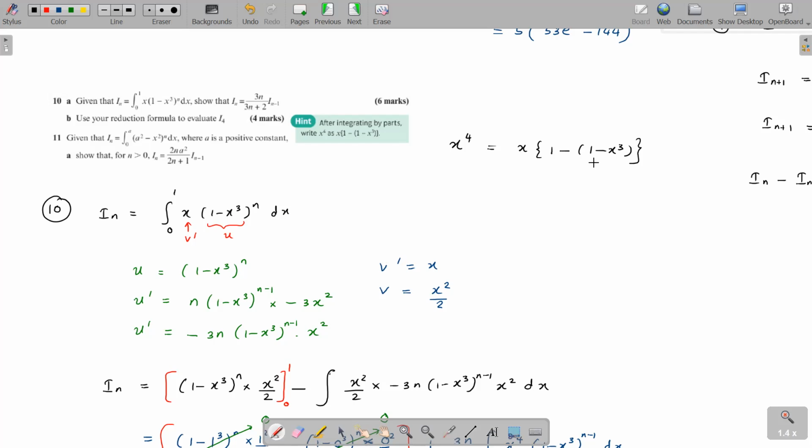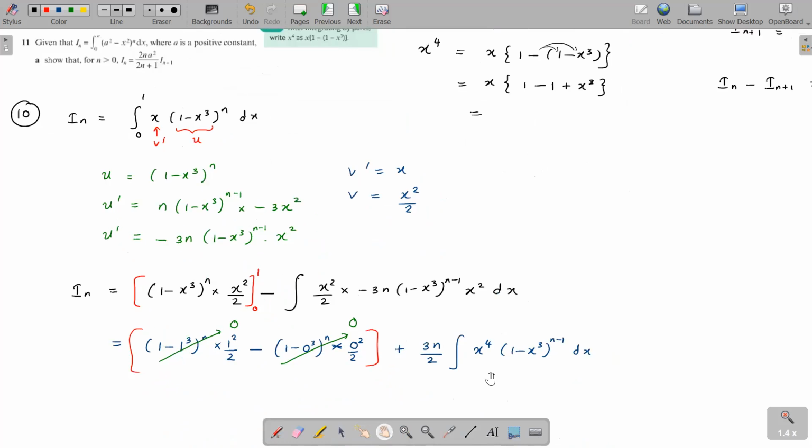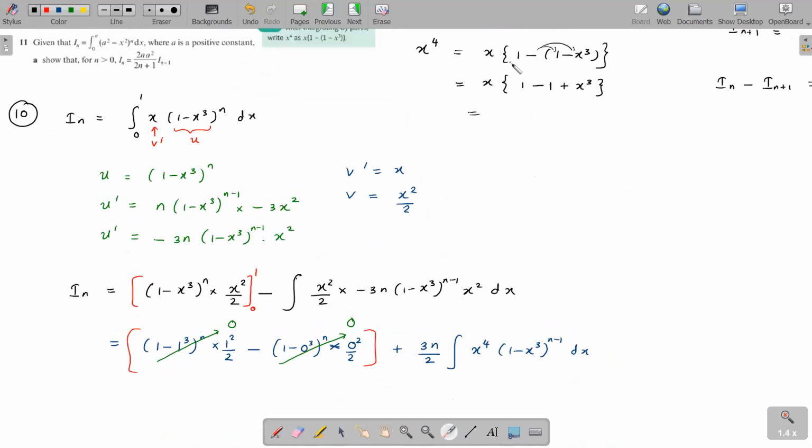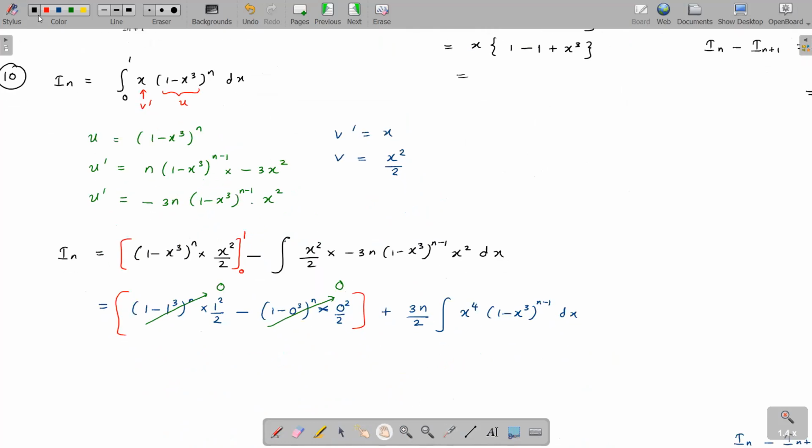First of all, is this expansion of x to the power 4 correct? You get here x times 1 minus 1 plus x cubed, right? When I open with the negative sign, minus 1 plus x cubed. 1 and minus 1 cancel, and you get x into x to the power 3 is x to the power 4. Do you agree? Okay. So they are asking you to replace x to the power 4 by using this particular format, x times 1 minus x cubed. So let's do what they are asking us to do.